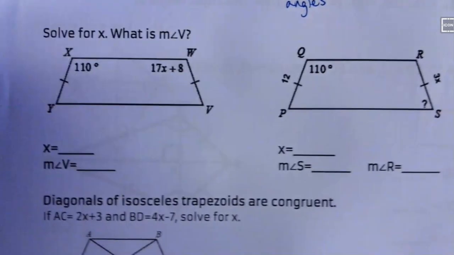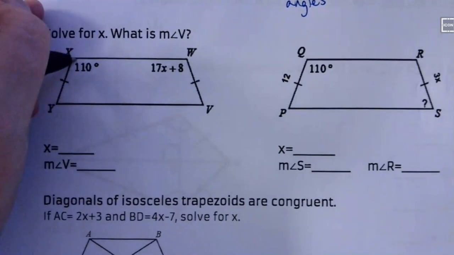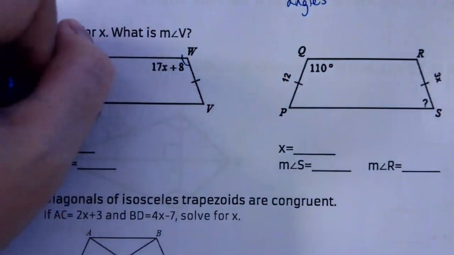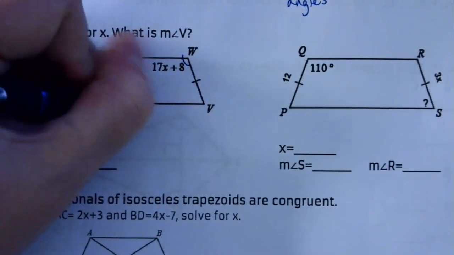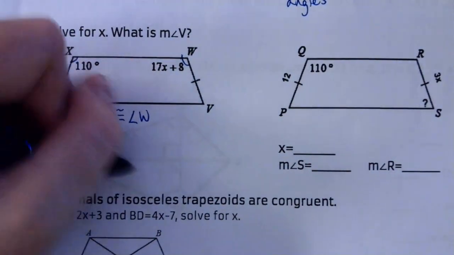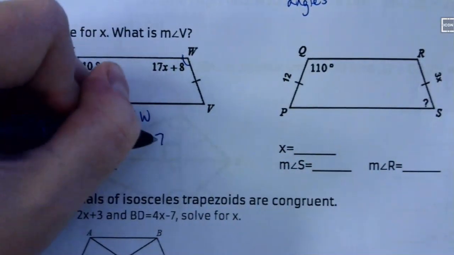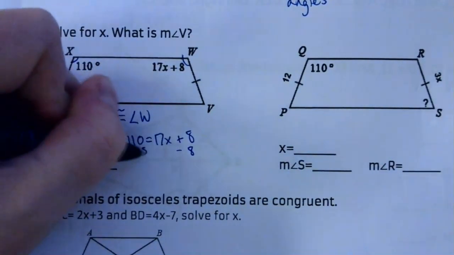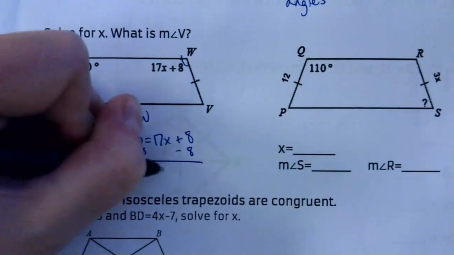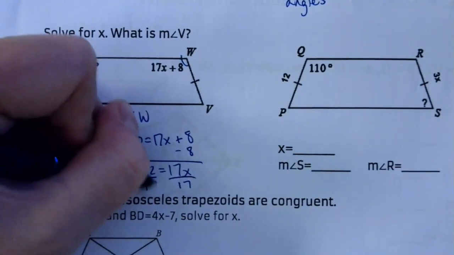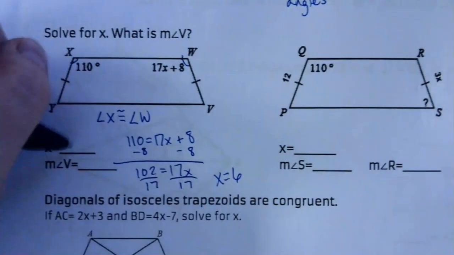So we can look at this and we can realize, oh, these are base angles. X and W are going to be the same as each other. Angle X is congruent to angle W. So we can set 110 equal to 17x plus 8. We can subtract 8 on both sides. 102 equals 17x. This actually comes out to a nice, pretty whole number of 6.